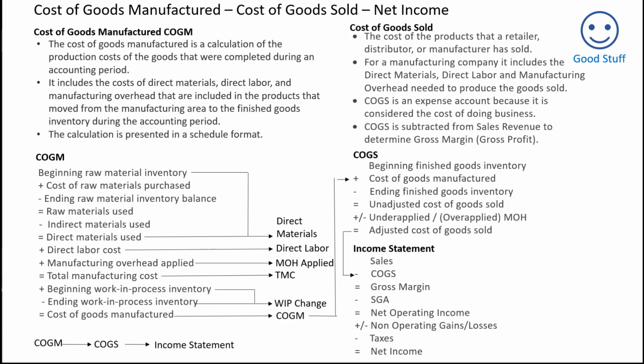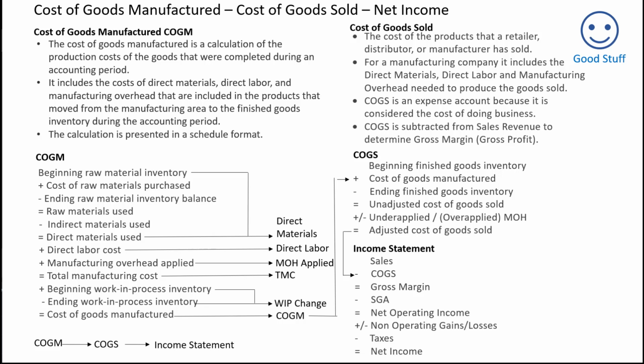Once the cost of goods manufactured is determined, this information is then used to derive the cost of goods sold, which will then allow us to complete the income statement. The cost of goods sold is the cost of the products that a retailer, distributor, or manufacturer has sold. For a manufacturing company, it includes the direct materials, direct labor, and manufacturing overhead needed to produce the goods that are going to be sold. Cost of goods sold is an expense account because it is considered the cost of doing business. Cost of goods sold is subtracted from sales revenue to determine gross margin, or some call it gross profit.